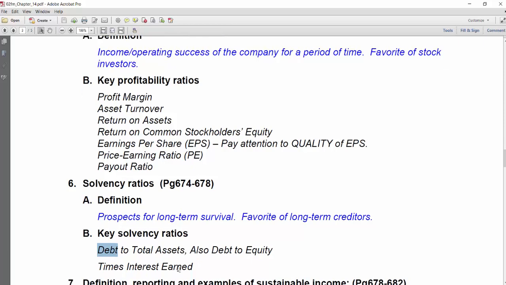Times interest earned is also another important thing for a company that relies on financing in order to operate and needs financing. The number of times that they can cover the interest charge on their borrowed money is very important, because if that number gets down really low, that means they're barely able to pay for the money that's required to make them operate.